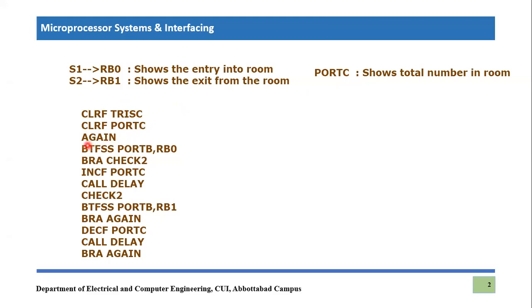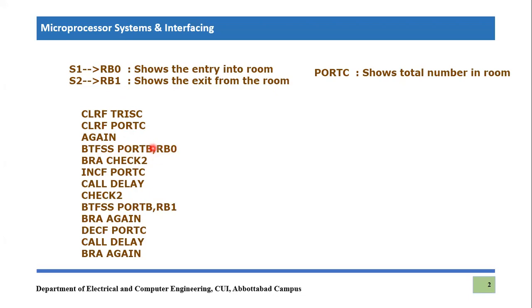Then there is just a label, just ignore it for the moment. Then we are using BTFSS, bit test file register skip if set. So we are testing the file register PORTB and pin RB0. And remember, at RB0 we are connected with sensor 1. So we are detecting whether RB0 is equal to 1 or not, because RB0 is pin 0 of port B, right? So BTFSS PORTB, RB0 is the testing of RB0.